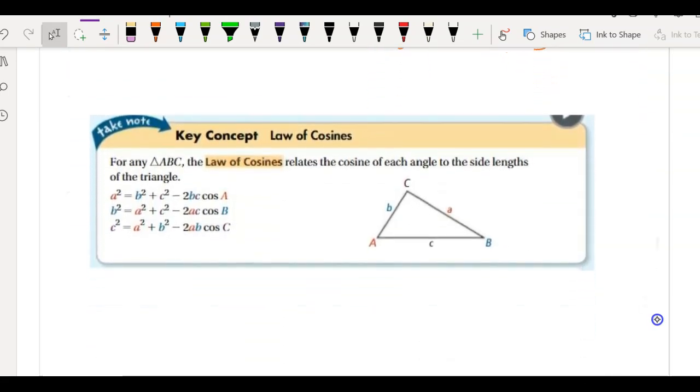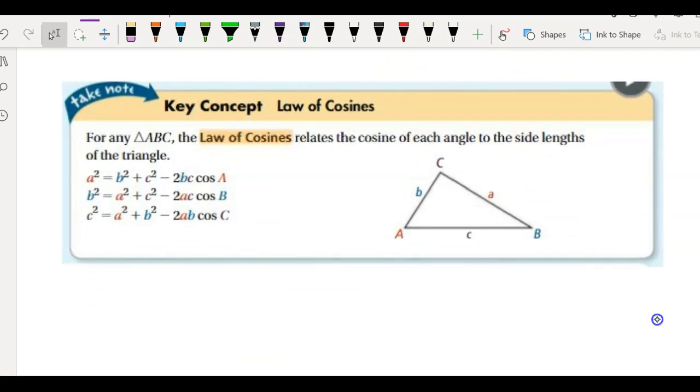Okay, so let's take a look at what the law of cosines is. For any triangle, in this case ABC, the law of cosines relates the cosine of each angle to the side lengths of the triangle. I know this looks complicated, but let's take a look. If I have a squared, that's going to be side A. Notice that we're finding the cosine of angle A.